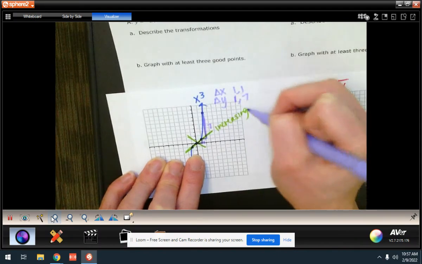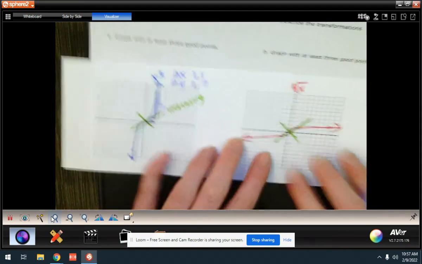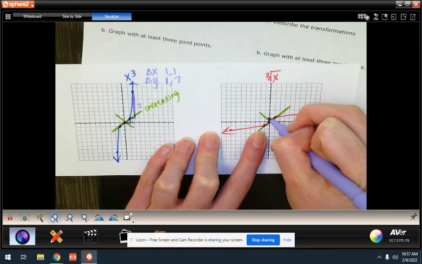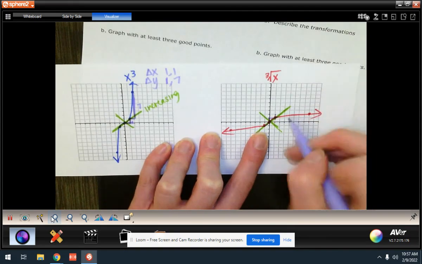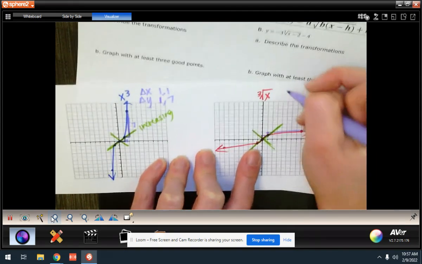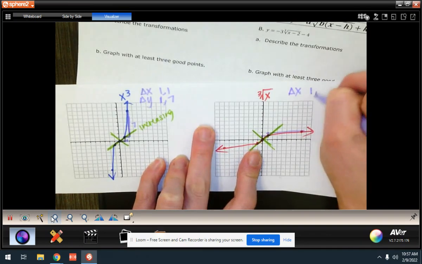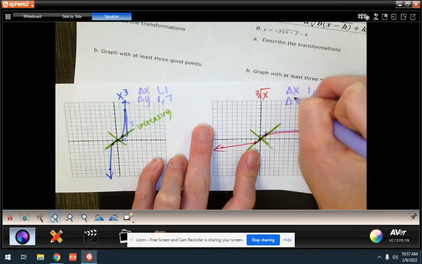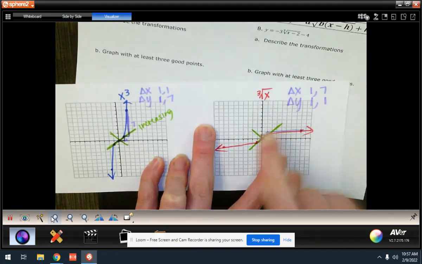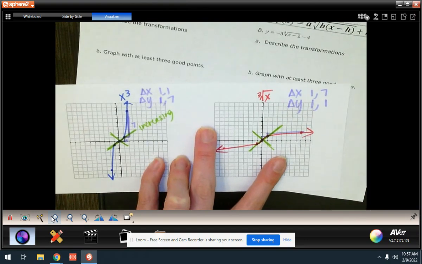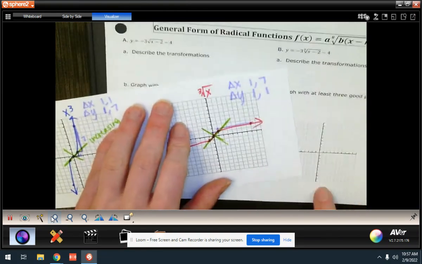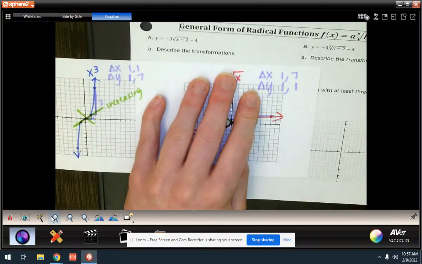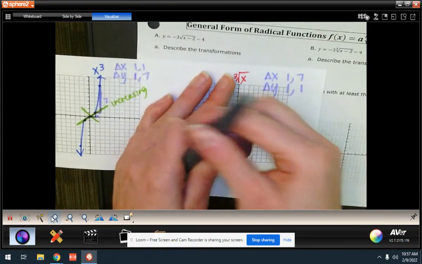Y'all remember that 1, 7 pattern? For the cube root parent function, it's going up 1 over 1, up 1 over 7. So that is switched. This time your 1, 7 pattern happens in the x direction, whereas your 1, 1 pattern happens in the y direction. Okay, let's start with B, and then we'll go back to square root and look at its pattern in a second. First, we're going to list the transformations.